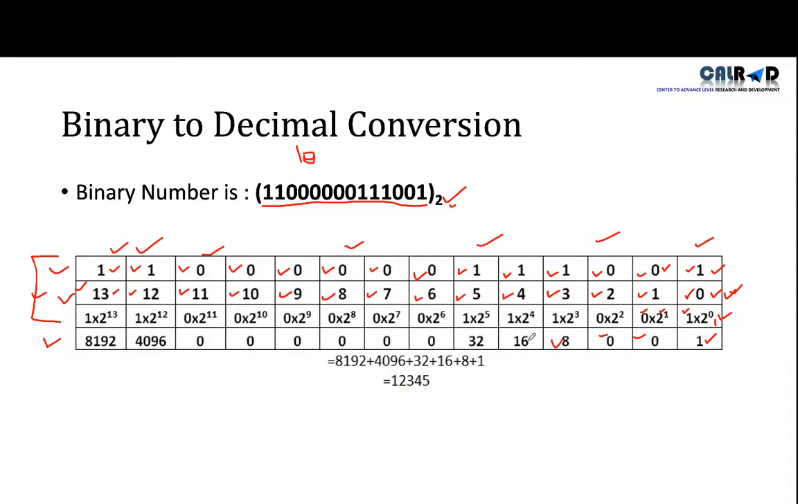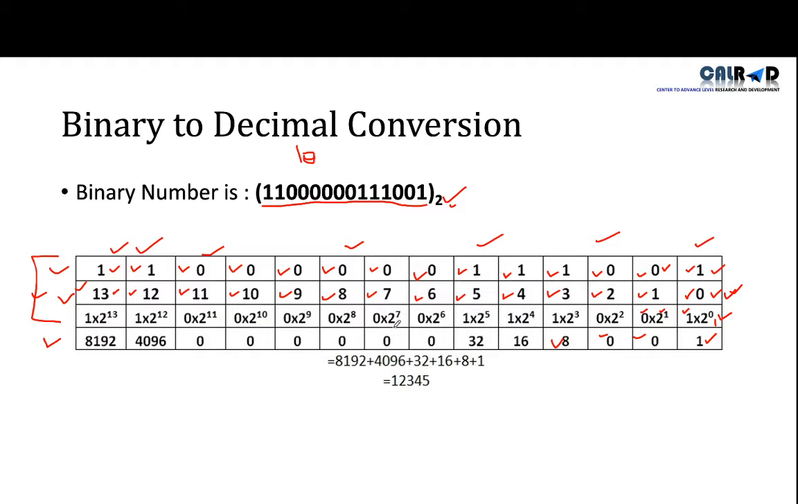In the same way we do the rest. 1 into 2 to the power of 4 is 16. 2 to the power of 5 is 32. And all these are 0 because they are multiplying with 0, so the value will be 0. 2 to the power of 12 is 4096 and 2 to the power of 13 is 8192.